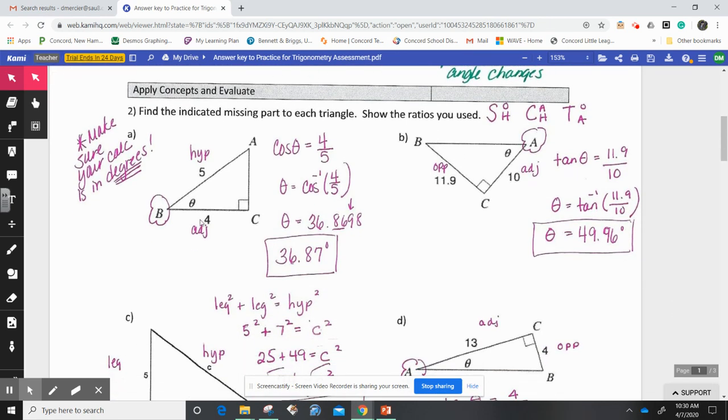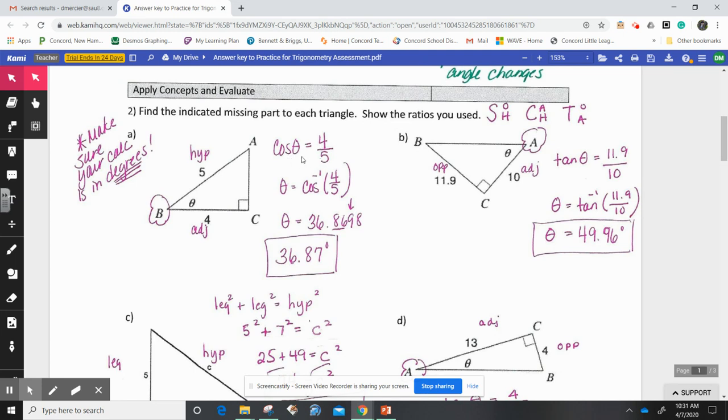Now for the next couple. So we got to remember SOHCAHTOA. Sine is opposite over hypotenuse, cosine is adjacent over hypotenuse, tangent is opposite over adjacent. So for number 2, if I come from angle B, I have the adjacent and the hypotenuse. This is the lesson from earlier this week where we're solving for the angles. So since I have the adjacent and I have the hypotenuse, I have an A and I have an H. So that means I'm going to use CAH. So it's going to be the cosine of this angle is going to equal 4 over 5.